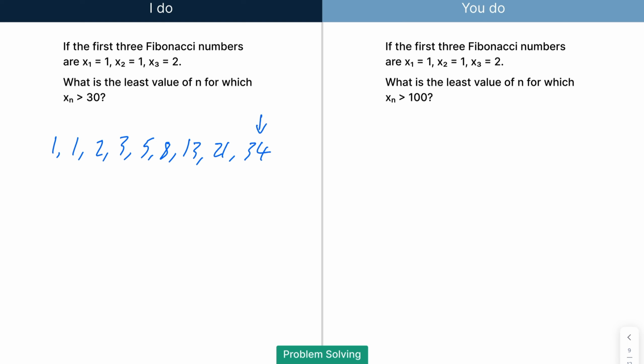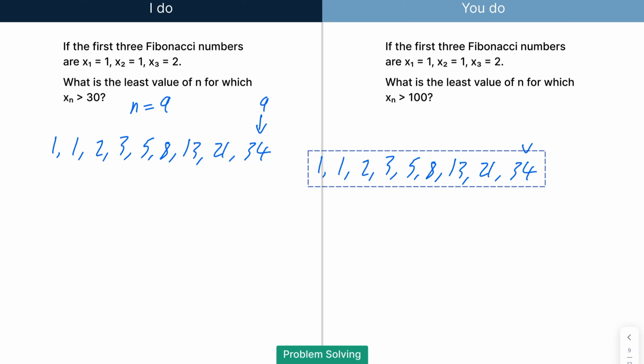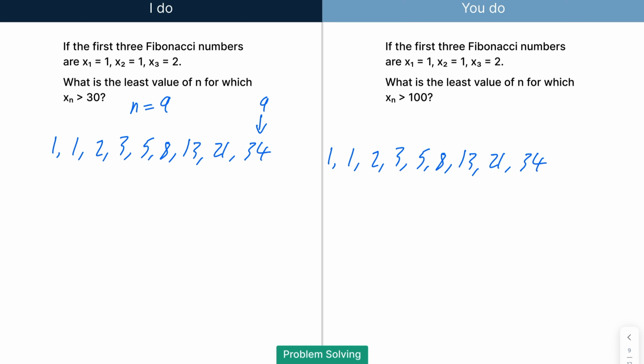So that is number 1, 2, 3, 4, 5, 6, 7, 8, 9. That is on position 9. So that means n is equal to 9. That is the least value for which the sequence is greater than 30. Now looking on the right, it's asking the same question, but it's saying greater than 100. So I can just pretty much take this same one, saving me having to write all of that again. After 34, it would go to 55. All I'm doing is adding the previous two terms here. So I can see it's now 9, 10, 11, 12. So it's on position 12, which means n is 12.